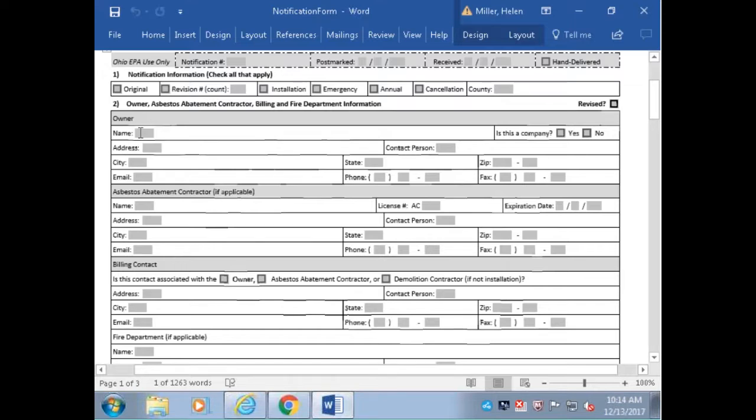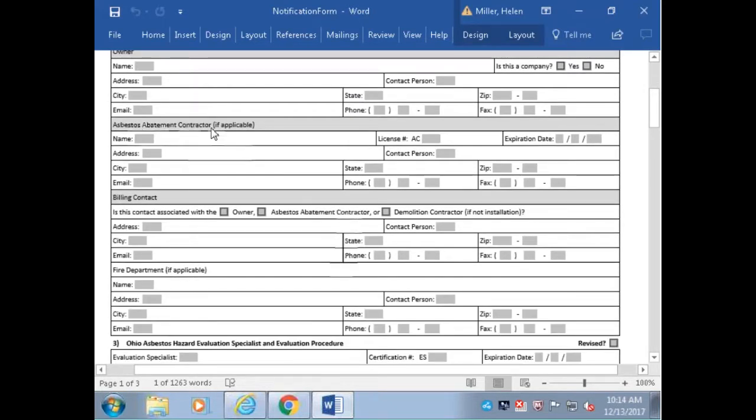Owner-wise, here is the building owner: you have the name, you have to tell us whether it's a company or not, the address, the contact person, city, state, zip, email, phone, and fax. Pretty standard of what you're used to already, just a little addition with whether this is a company or not. That is something we have to do to be in compliance with the electronic system, which requires a certain number to be on the e-business center and so forth.